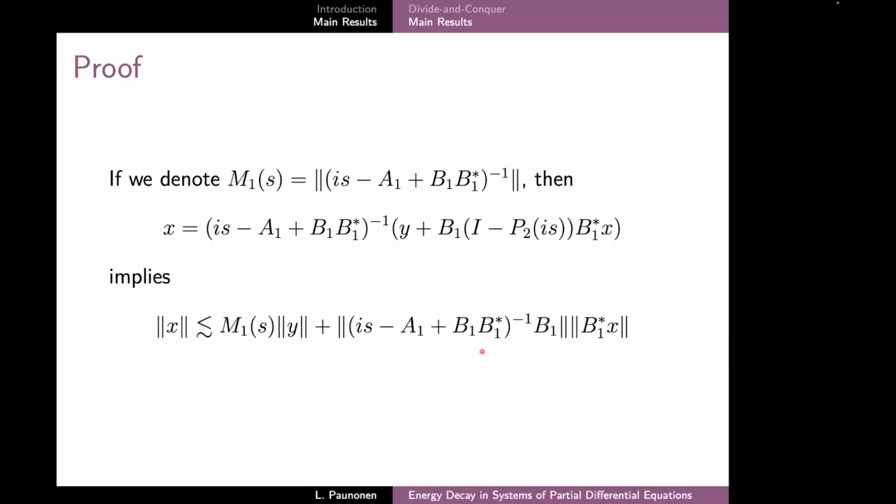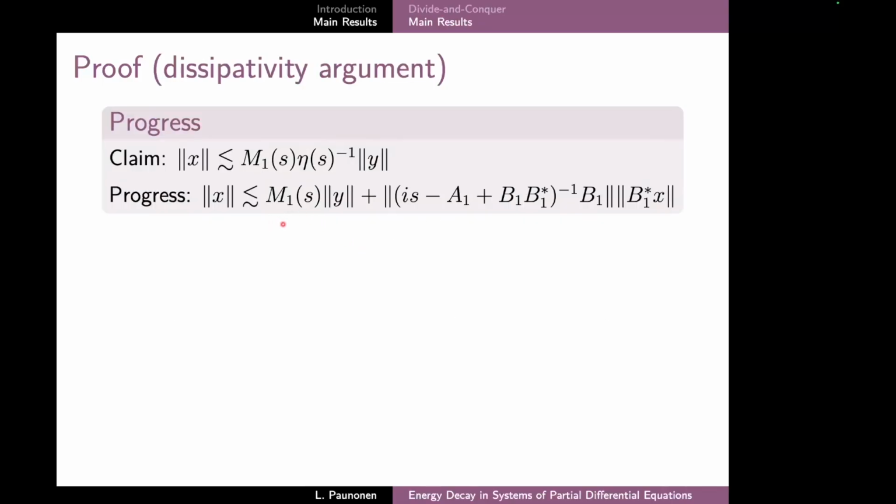And in the second term, we have something relating to the norm of the resolvent of system 1 on the feedback, and also this term which is the b1 star x norm. And as I mentioned, the first term looks very good. It's missing the function eta s, but that's just an improvement. But the second term is something that we still need to estimate.